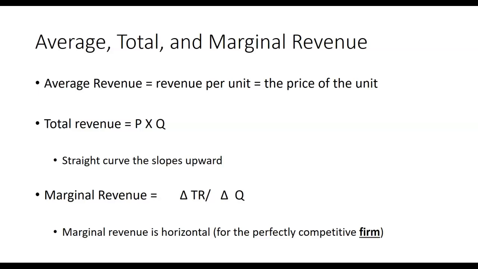And then we have marginal revenue. We've done a lot of marginals. That's the change in total revenue divided by the change in quantity. Marginal revenue is horizontal for perfect competition because of the elasticity. We're going to go into that a little bit more. So that is going to be significant.